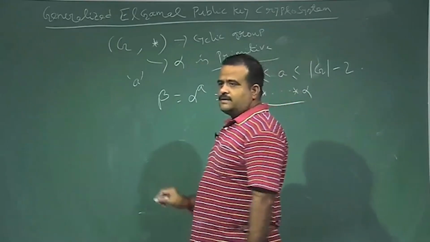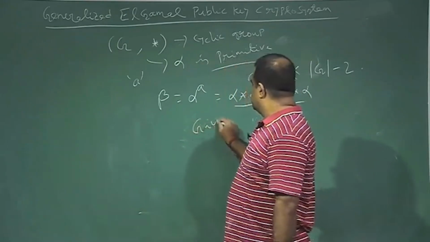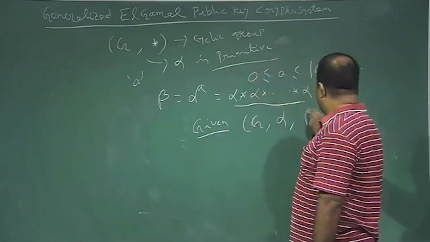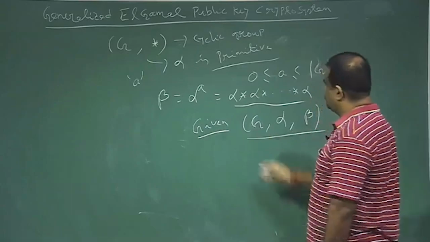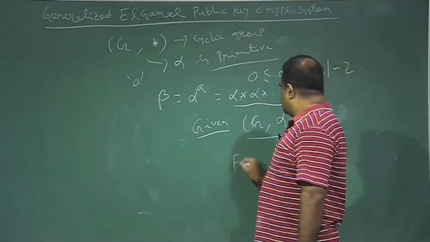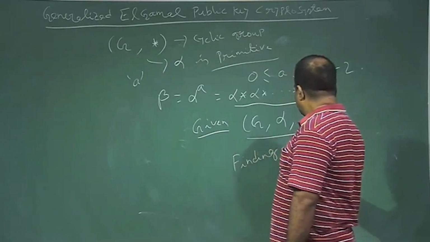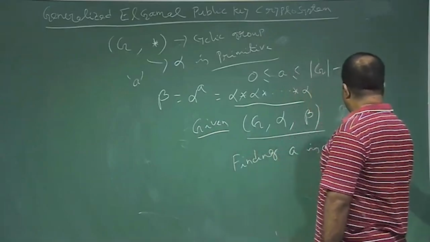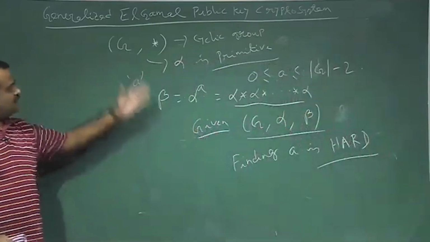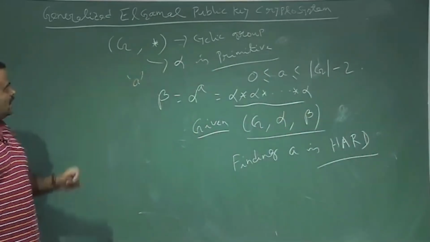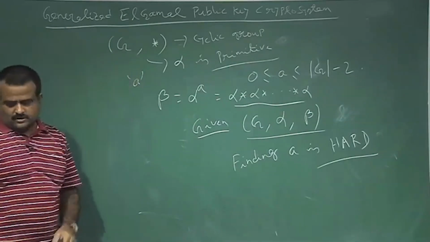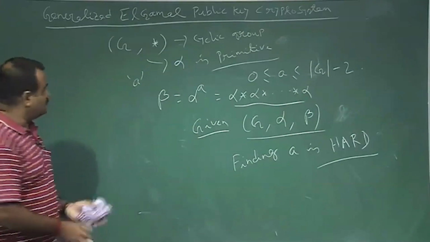Now the discrete log problem is: given this group along with this generator and beta, which is alpha to the power a, finding a is hard. Finding a is called the discrete log problem, and if this is hard in this group, then we can have an ElGamal crypto system based on this group. So let us talk about the generalized ElGamal crypto system based on this group.